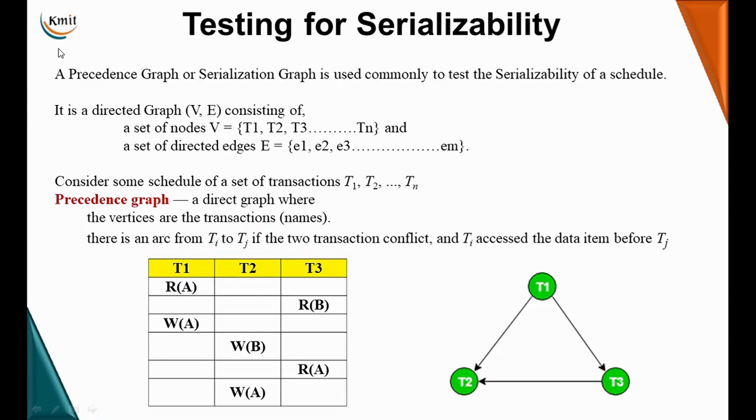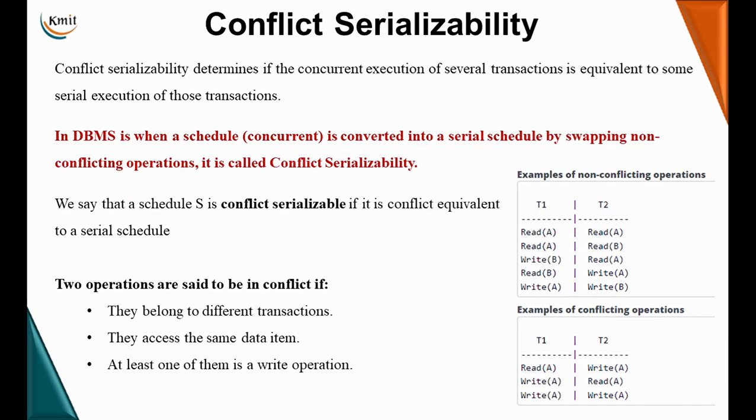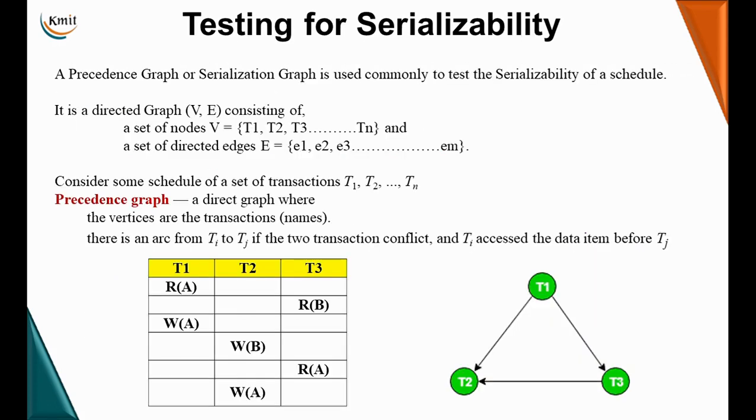Now, how do we test whether a given schedule is conflict serializable or not? Testing for serializability is done through a special graph called a precedence graph. Now, how does this precedence graph work? A precedence graph or a serialization graph is used commonly to test serializability of a schedule.